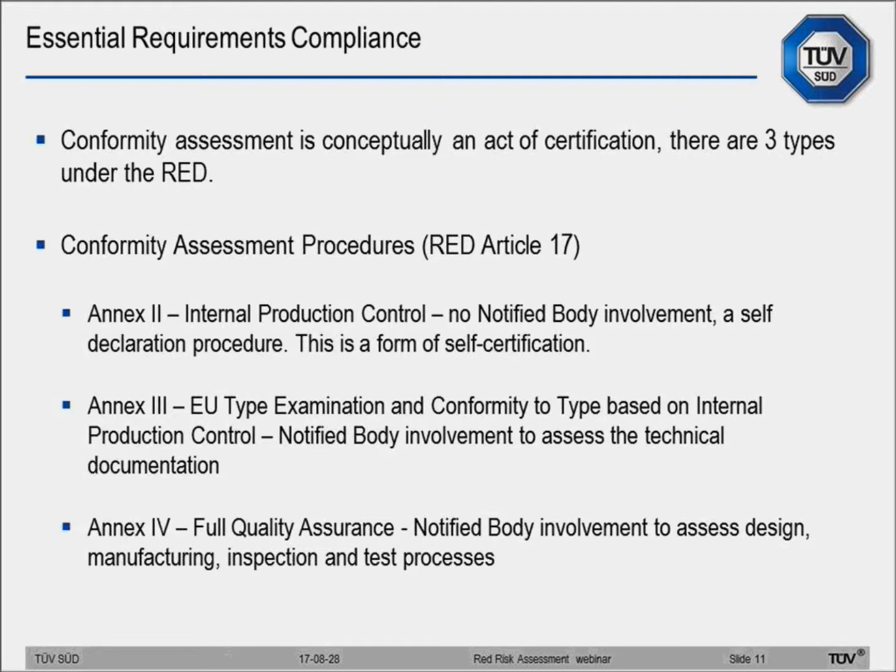Annex 3, EU type examination and conformity based on internal production control. A notified body is involved to assess the technical documentation and provide a third-party certification of a product. Annex 4, full quality assurance. A notified body is involved to assess design, manufacturing, inspection, and test processes. Annex 2 and 3 are the most common routes.